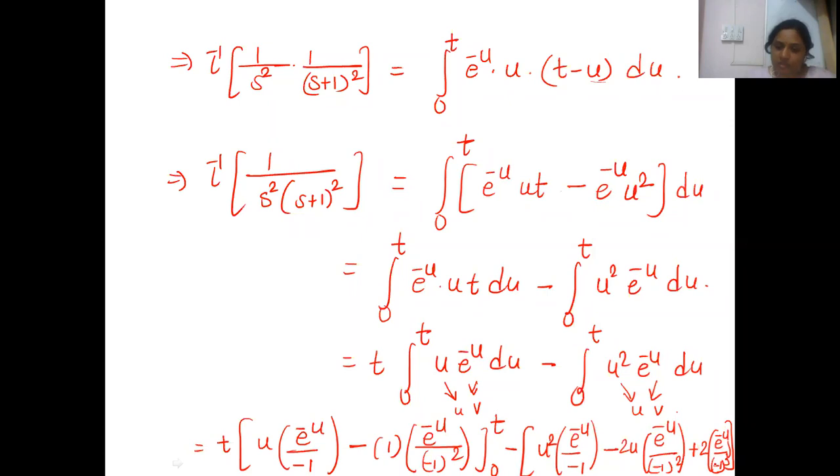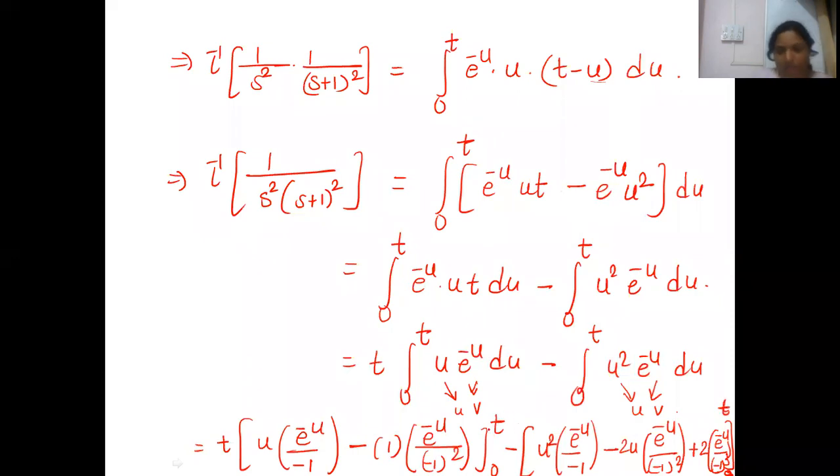And the next derivative of this will be 0. So this is over, and from 0 to t. Right, this is from 0 to t. Okay, now put the upper and lower limits.